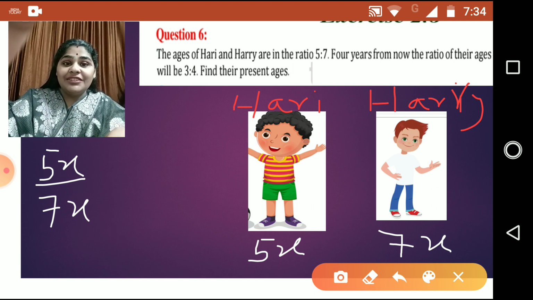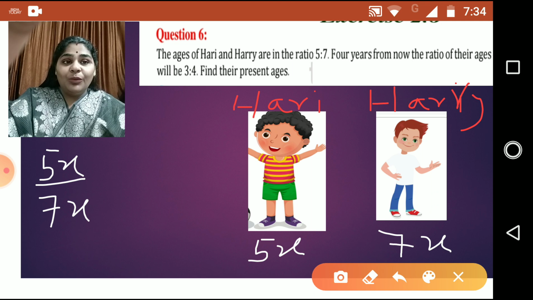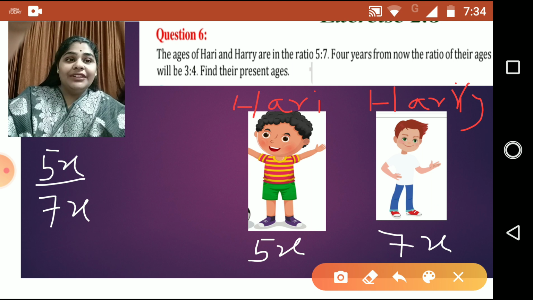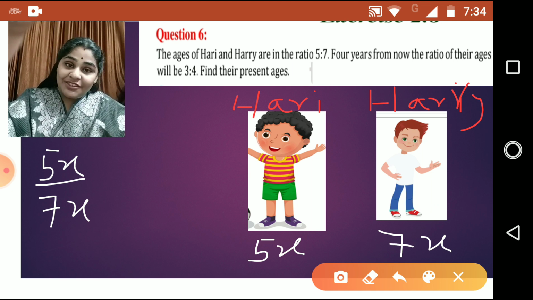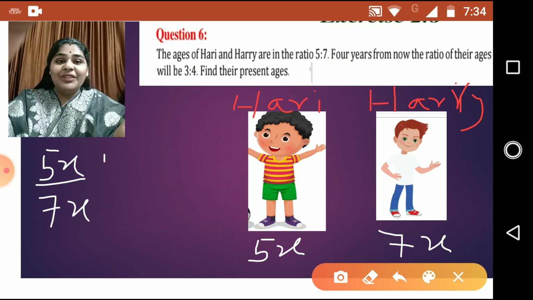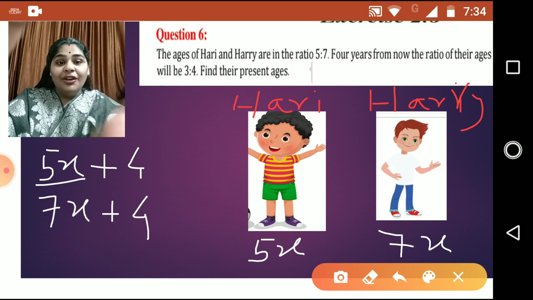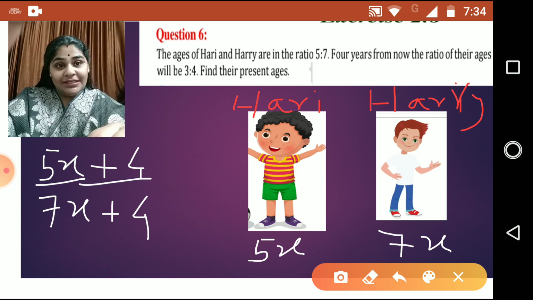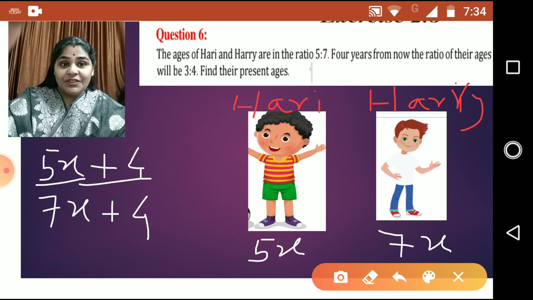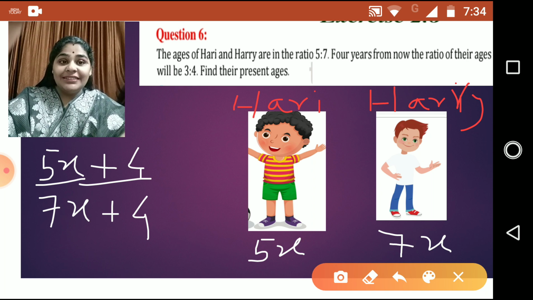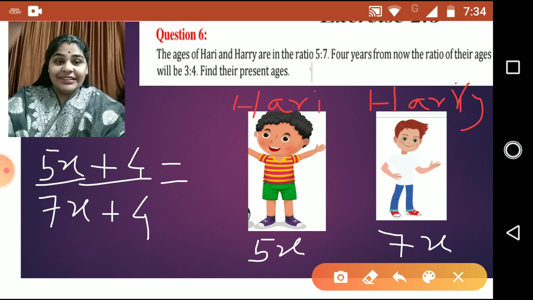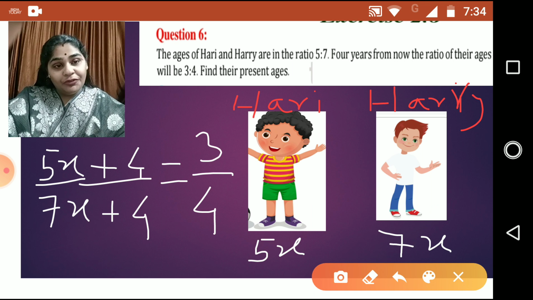So this is our first step. Now later on what they have told is 4 years from now. From now 4 years means obviously their age will be increased by 4 years children. So both of their ages are now increased by 4 years. So we can write 5x plus 4 upon 7x plus 4. And after this 4 years, the ratio of their ages is 3:4. So this is now equal to, how do we write 3:4? That is 3 upon 4.